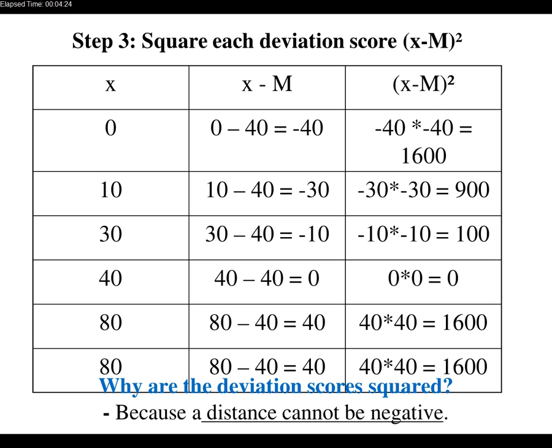times itself. So it's negative 40 times negative 40 right here, as you could see. Negative 40 times negative 40 equals 1600. Negative 30 times negative 30 equals 900. Negative 10 times negative 10 equals 100. 0 times 0 is still 0. And 40 times 40 is 1600. And 40 times 40 again is 1600. So you remember, they're all positive numbers now. We no longer have to deal with any of the negative numbers from before.